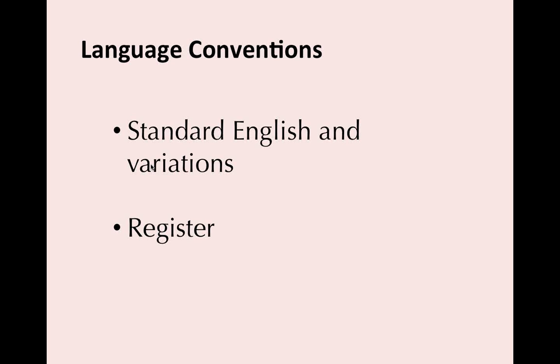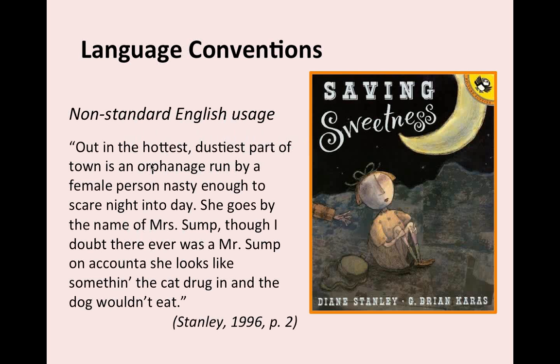The third area of complexity is language conventions, the language and register that's used in the text. Sometimes this contributes to the complexity, as in the case of the book Saving Sweetness, which on the first page of text says, "Out in the hottest, dustiest part of town is an orphanage run by a female person nasty enough to scare night into day."